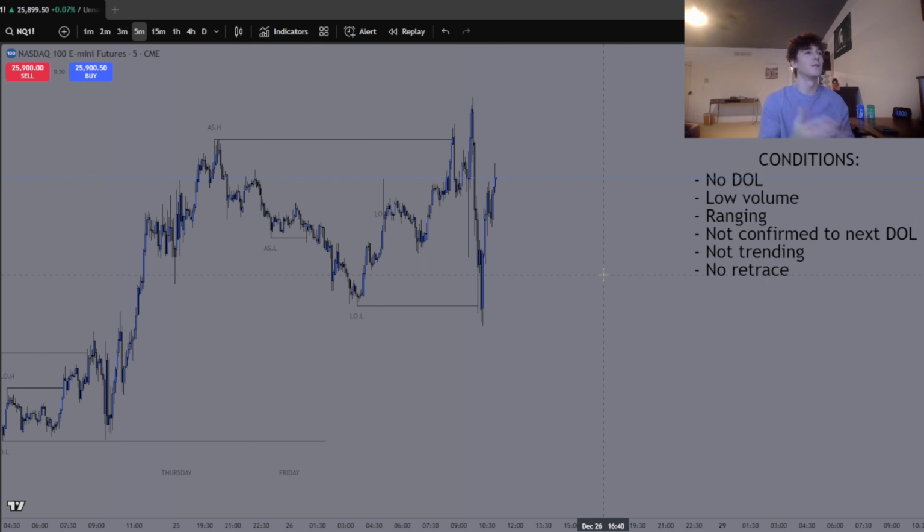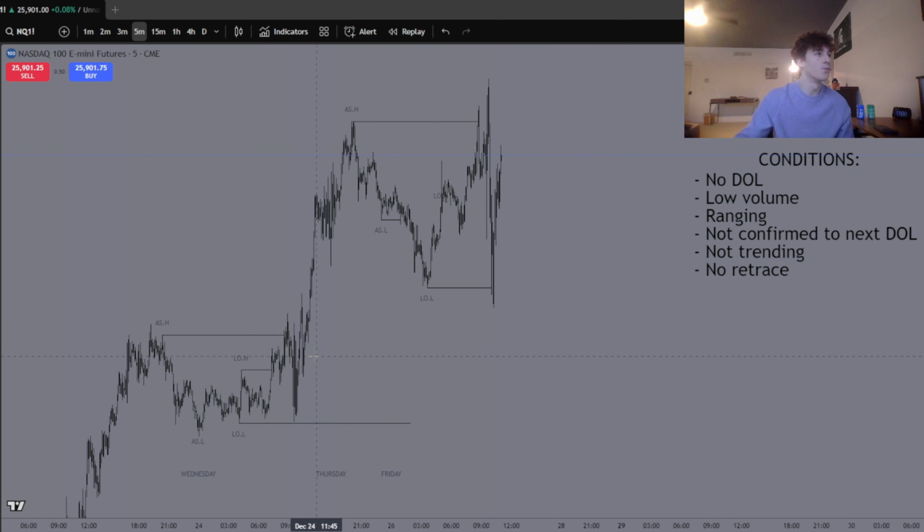Number 5 is not trending, right? And that's literally the same thing as a range. Look, you see, boom, trending market, not trending market. It's blatantly that simple, right? If we are just bouncing from highs and lows, we are obviously not in a trending market, right?